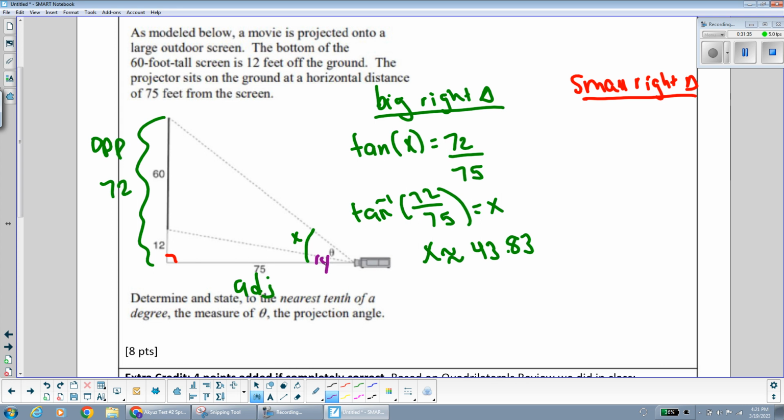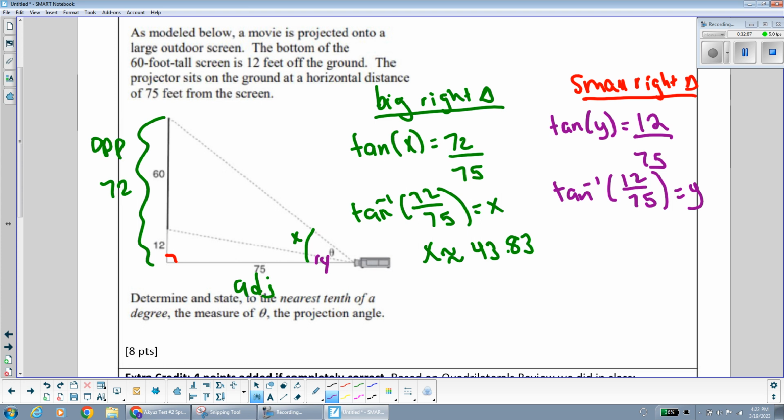So from angle Y that we're finding, we have this 12 that would be opposite, and we have this 75 that would be adjacent. So once again, tangent. Tangent of angle Y is equal to opposite, which is 12, over adjacent, which is 75. So here I have inverse tangent of 12 over 75, and that will give me that angle. So second tangent on my calculator, 12 divided by 75, and I get that Y is approximately 9.09.